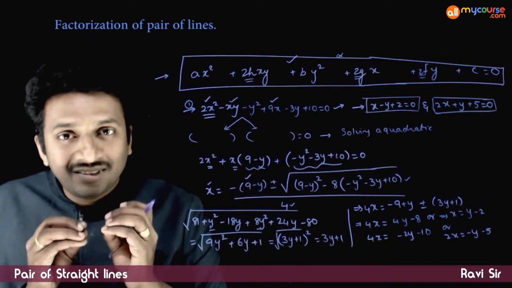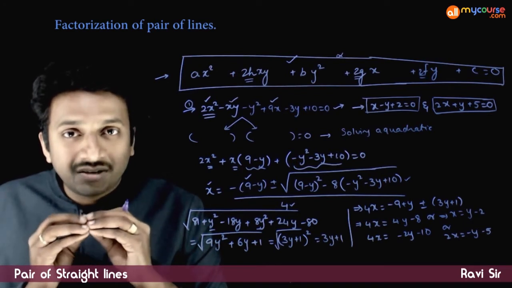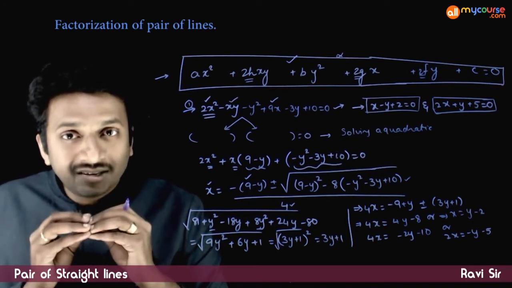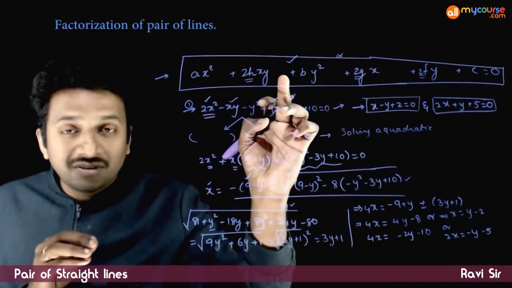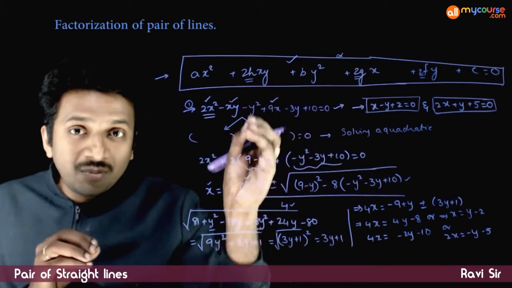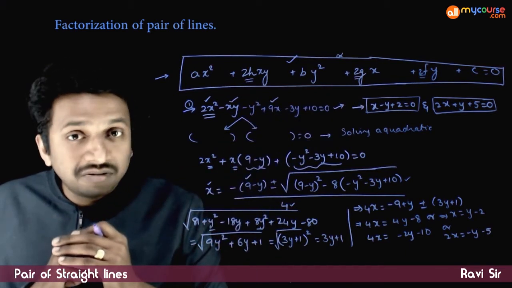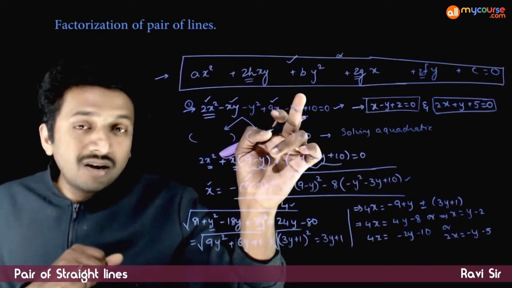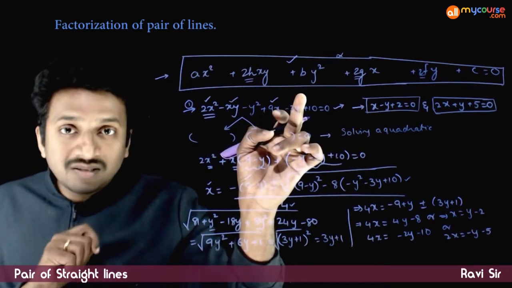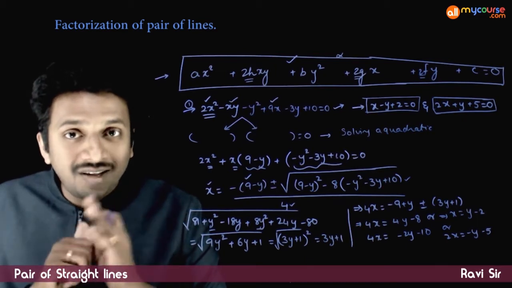Now this makes us think about the question: what is the condition for a combined equation to be able to be split into two linear factors? What is the condition which ensures that a general quadratic equation in two variables is a pair of lines? That will be the topic that we are going to deal with in the next video. So let us take some examples.